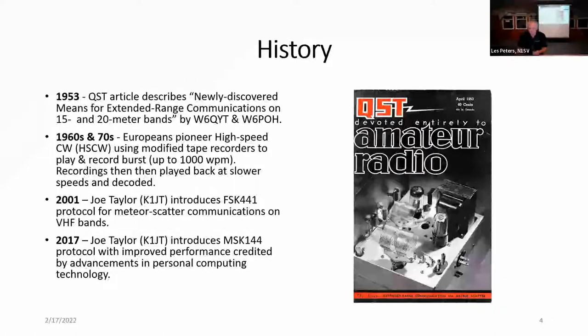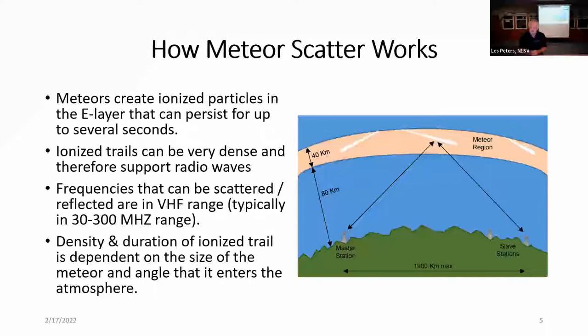That's sort of interesting. How does meteor scatter work? So, meteors are ionized particles in the E layer, and these particles persist for up to several seconds. And the trails are very dense and they can support radio waves in the VHF range, typically 30 to 300 megahertz. Although I guess some people have actually done it on 432, I think.